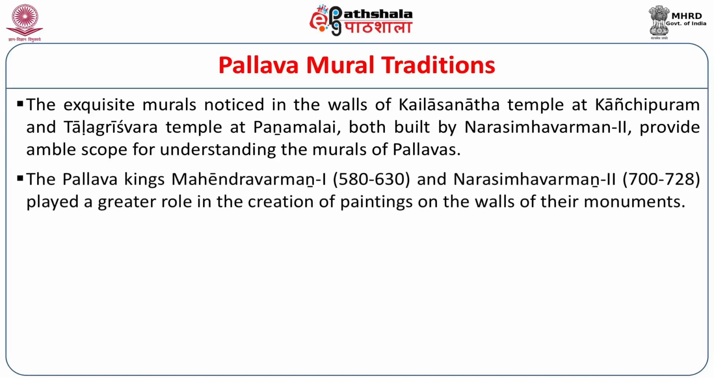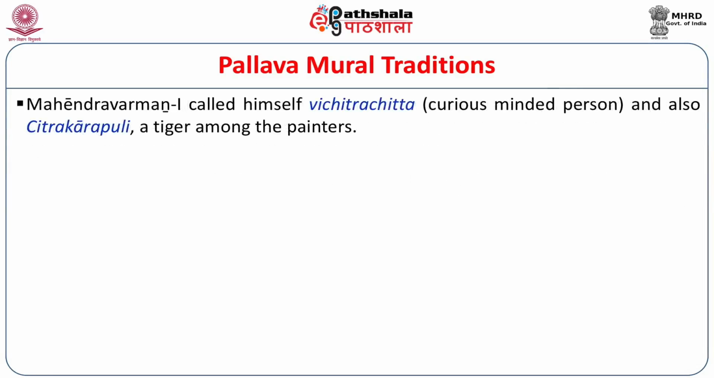The Pallava kings Mahendravarman and Narasimhavarman II played a greater role in the creation of paintings on the walls of their monuments. Mahendravarman I himself was called Vichitra Chitta, that means a curious-minded person. And again, he is also known as Chitrakara Puli, a tiger among the painters. It clearly shows his inclination towards painting.